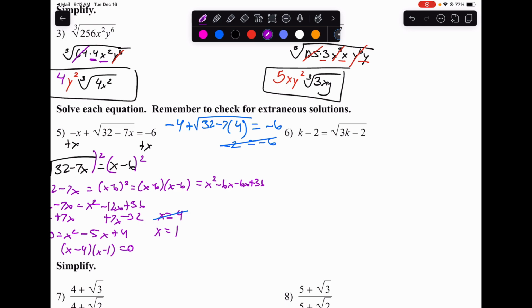Now I got to go check my 1. So I get minus 1 plus the square root of 32 minus 7 times 1 equals negative 6. I can go plug this into my calculator. And I end up with 4 equals negative 6, which is also bad. So when both of these are bad, you actually would put no solution.